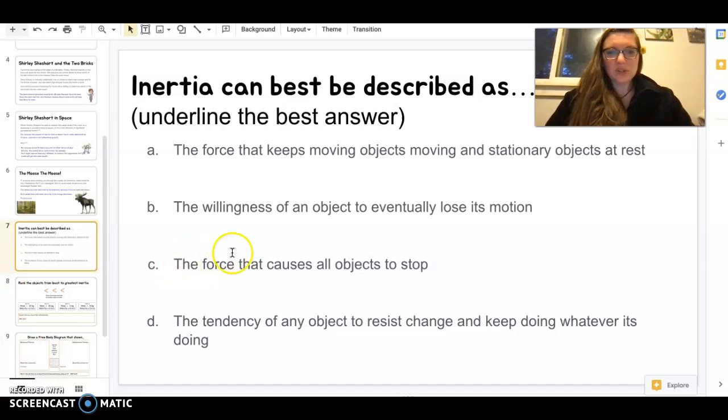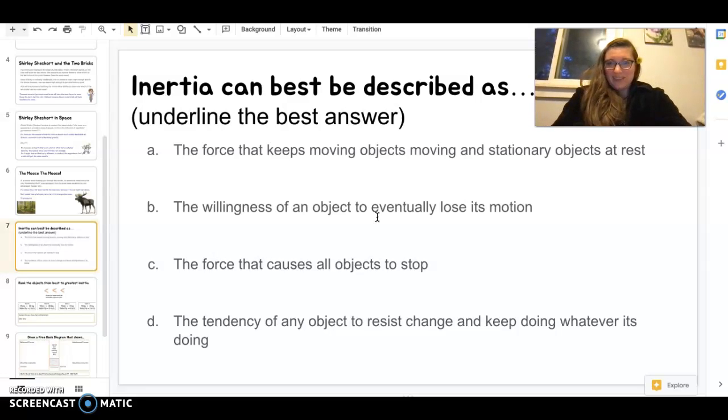So, inertia is not the force that causes all objects to stop. That would be like an applied force, that'd be friction, that would be gravity, it could be air resistance even. It's not causing that. It is not the willingness of an object to eventually lose its motion. That would be something like entropy or something. Not inertia though, not inertia.